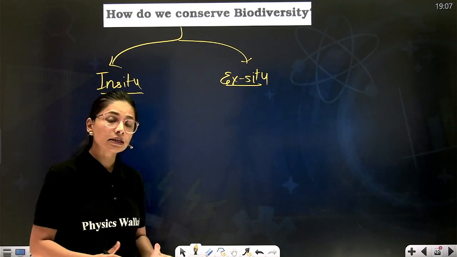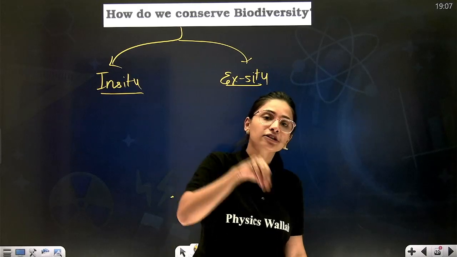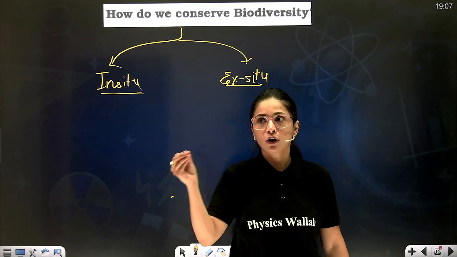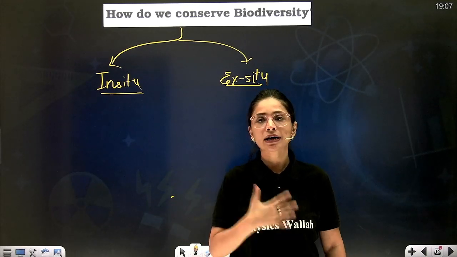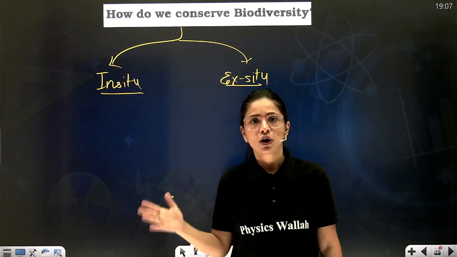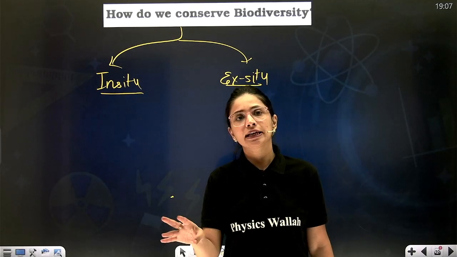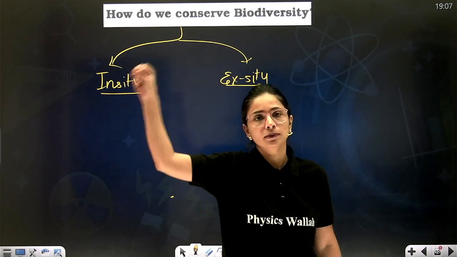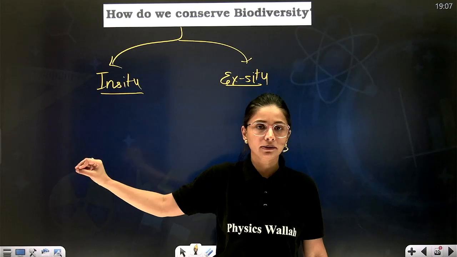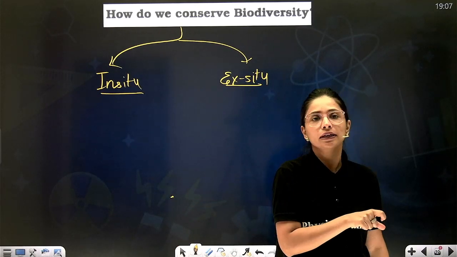When you conserve the plants and animals, when you conserve the species in their own natural habitat, like your biosphere reserve, national parks, sanctuaries, and sacred groves, hotspots, all these are in situ conservation. And you're not taking animals, you're not taking plants from their natural place to some other artificially created place. Rather, you're keeping the animals in the same place and then you're protecting them.